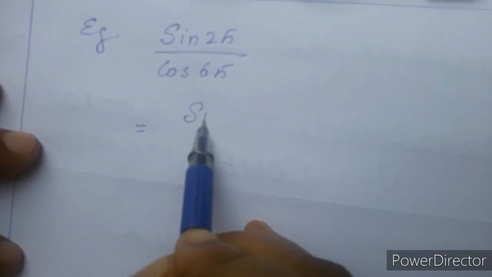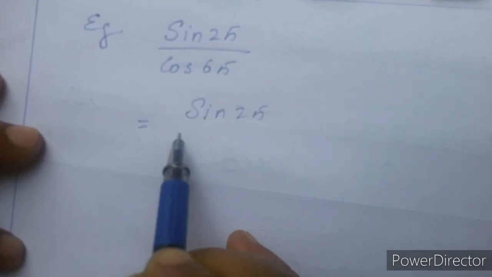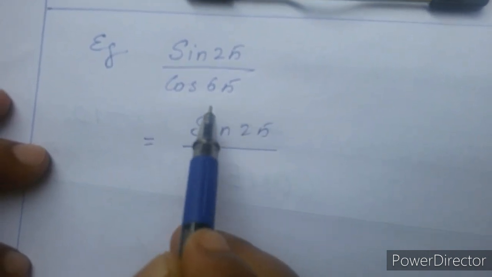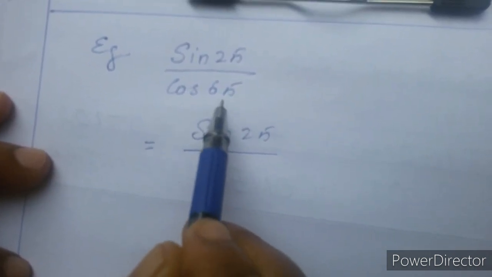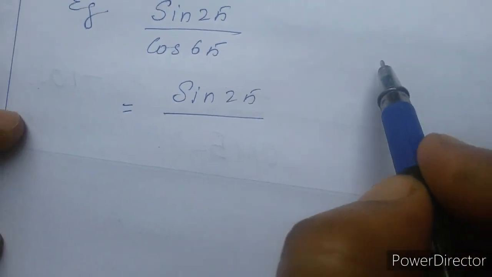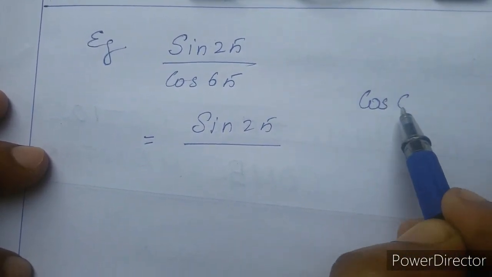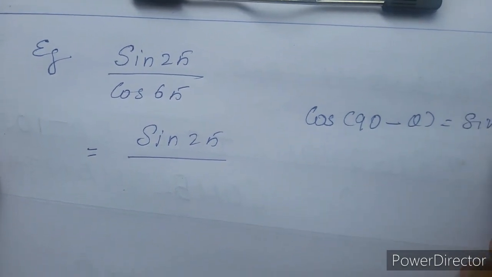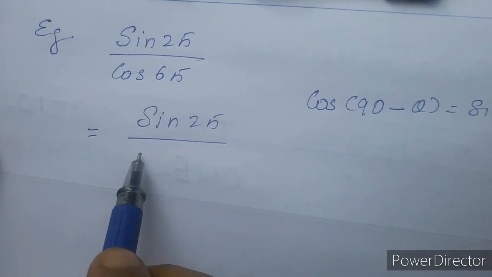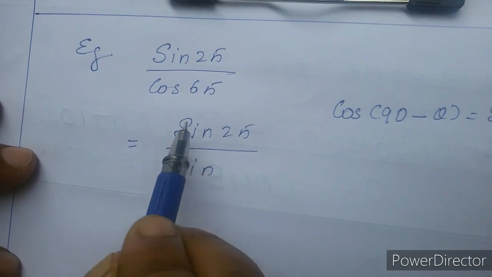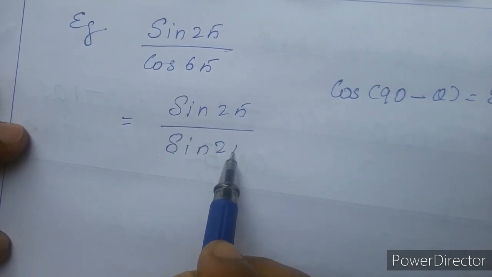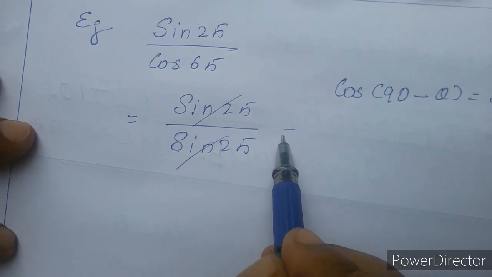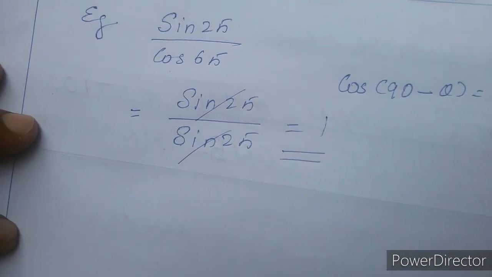We know sin 25 means sin 25. Cos 65 means cos 90 minus 25. That is cos 90 minus 25 is equal to sin 25, using cos 90 minus theta equal to sin theta. We are applying this formula. So cos 65 is equal to sin 25. So sin 25 and sin 25 get cancelled. The answer is equal to 1.